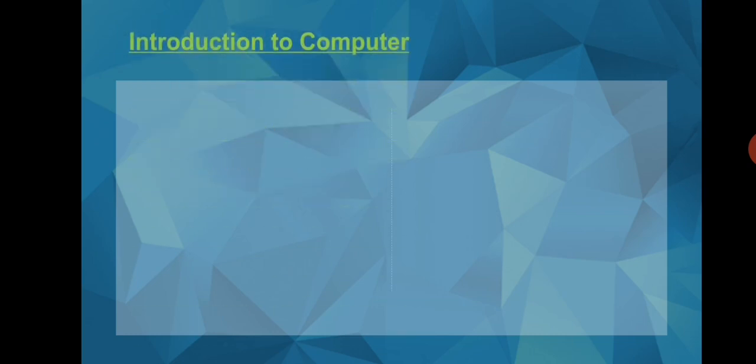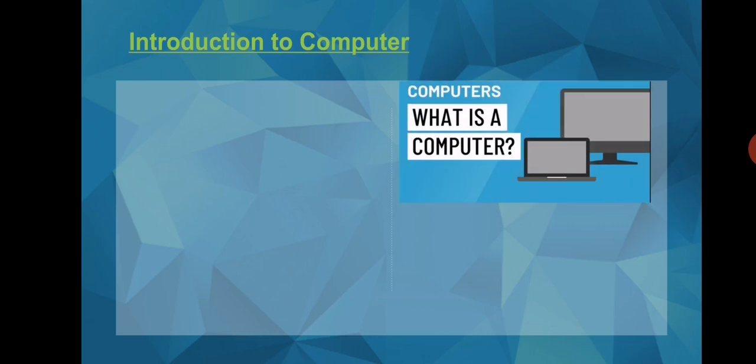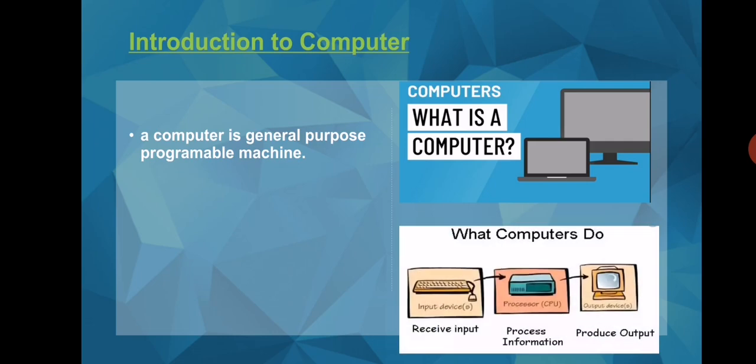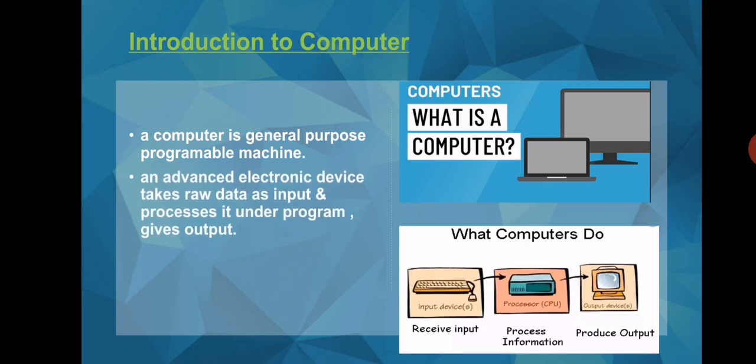Introduction to computer. The first question that arises here is, what is a computer? A computer is a general purpose programmable machine. General purpose machine means a machine that can do all types of tasks. Now, how actually do computers work? A computer is an advanced electronic device that takes raw data as input, processes it under a program, and produces output.